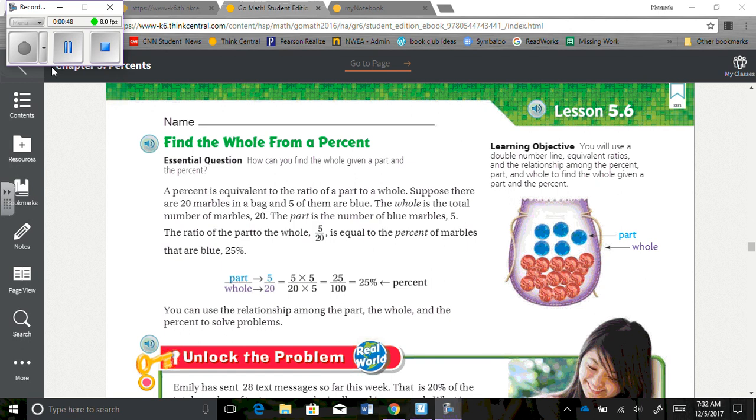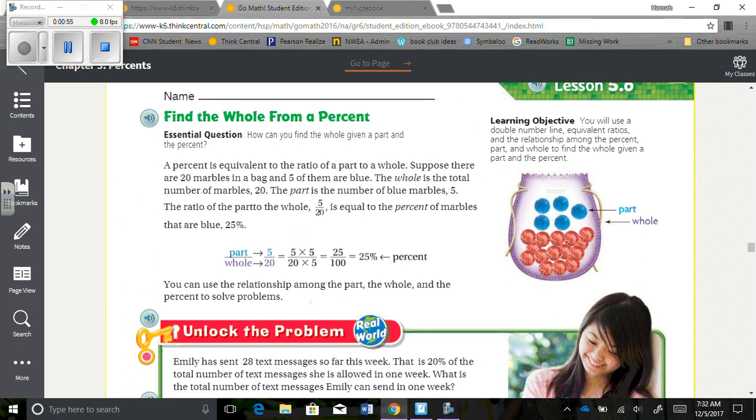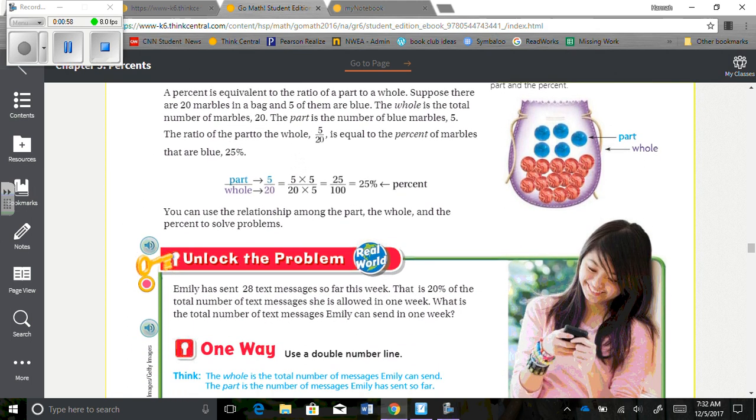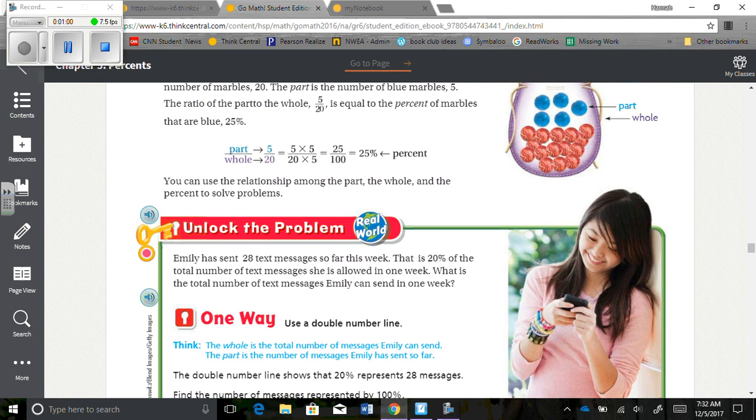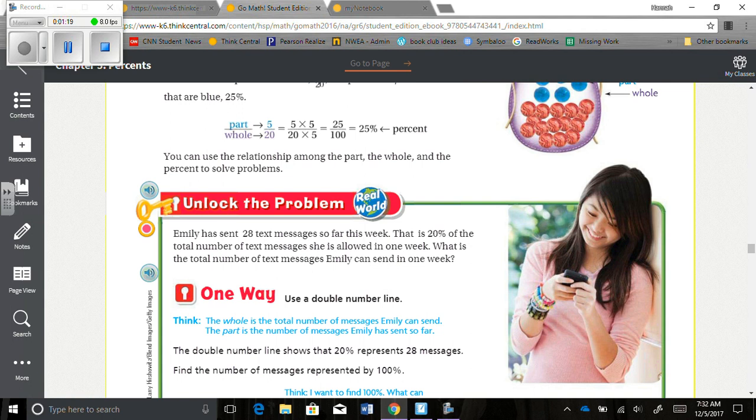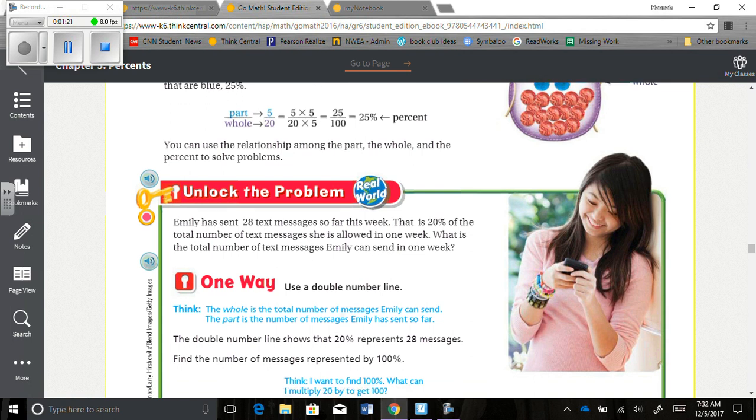So if you look at the part over the whole, we have 5/20. And then to turn that into our percent, we think, 20 times what gives me 100? Well, 20 times 5 is 100. So if you take 20 times 5 on the denominator, you have to do the same thing to the numerator, which is 5 times 5, which gives you 25 hundredths. And we know that a percent is a ratio compared to 100, so that would make that 25%. So you can use the relationship among the part, the whole, and the percent to solve the problems.